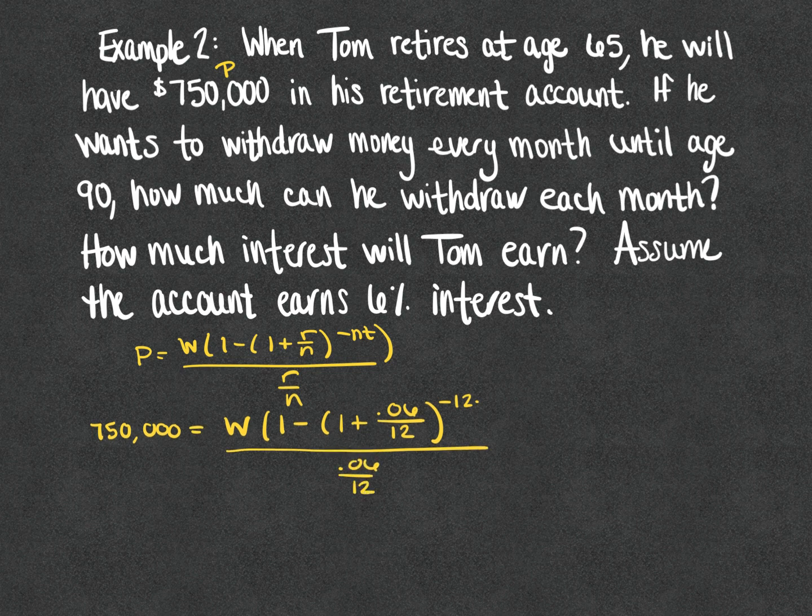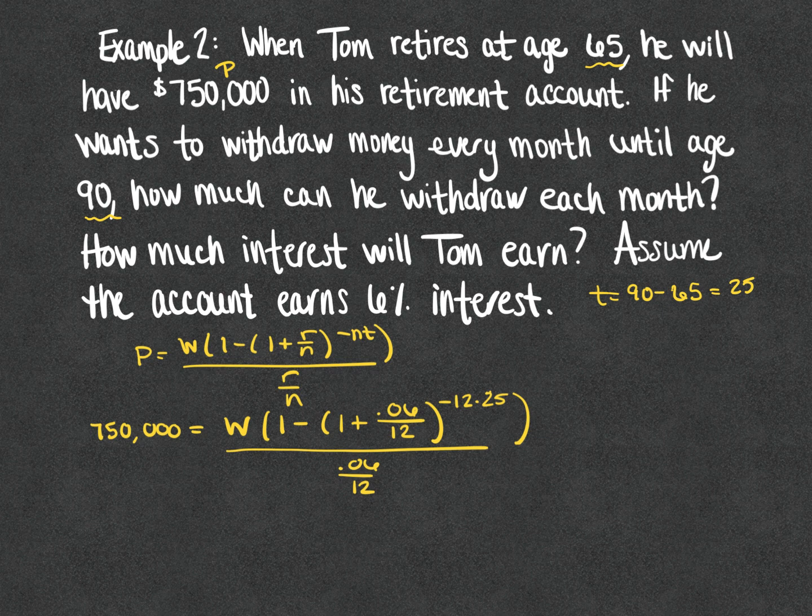And the other thing that we can figure out is the time. Now, he is retiring at 65, and he wants to continue to withdraw money every month until he's 90 years old. So when it comes to the time, it is 90 minus 65, which is 25 years. So he wants to continue to make these withdrawals for 25 years.